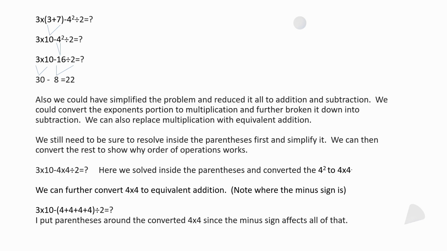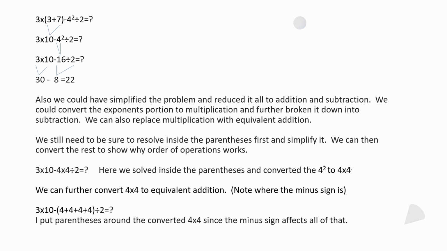So now down on line number 3, we're going to solve the 4 to the second power. And if you remember exponents, 4 to the second power is just a short way of writing 4 times 4. If it would have been 4 to the third power, then we would have had 4 times 4 times 4. That's all it is. Think of it like shorthand, or an abbreviation when you're writing something just to save time. That's exactly what exponents are doing for you. So on line number 3, we've reduced 4 to the second power to 16. And why is that? Because 4 times 4 is 16. Now we've got 3 times 10 minus 16 divided by 2.